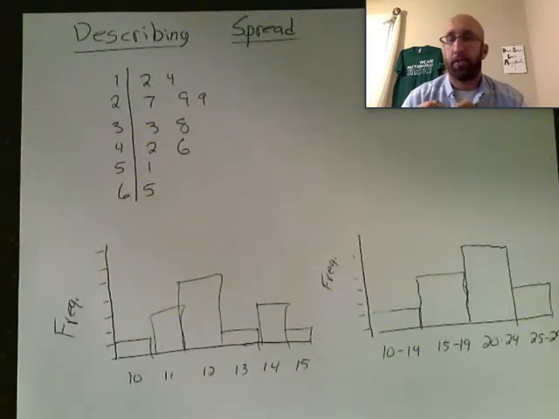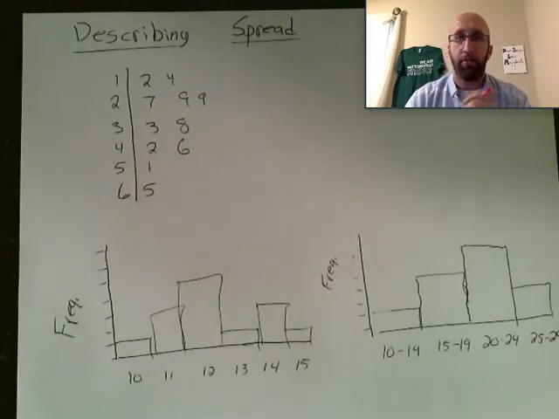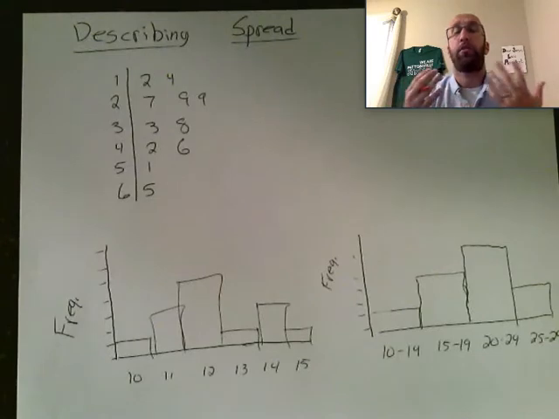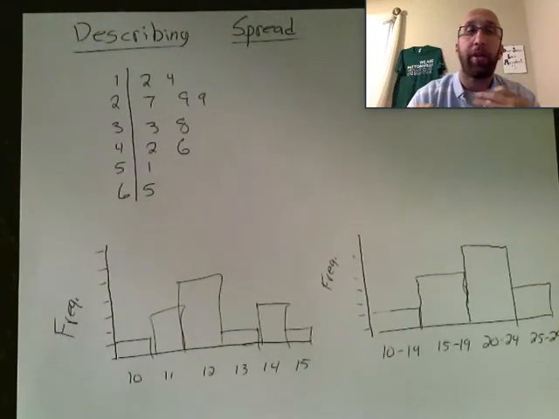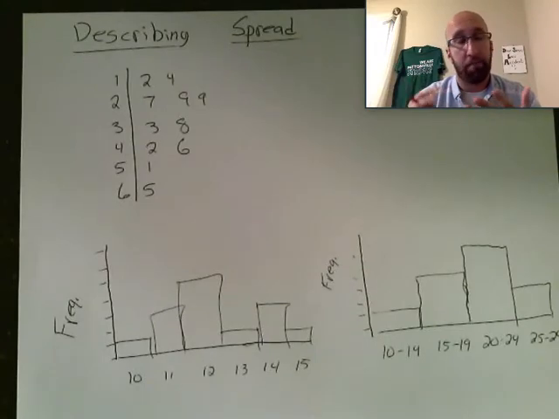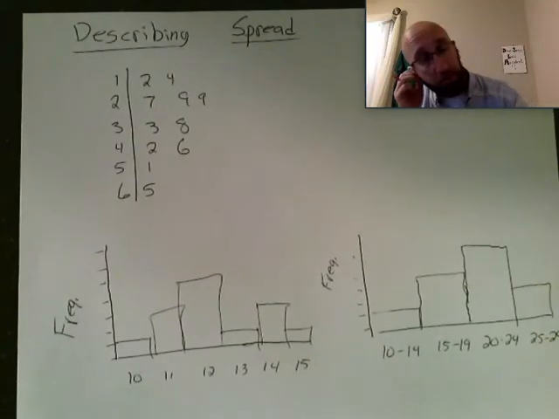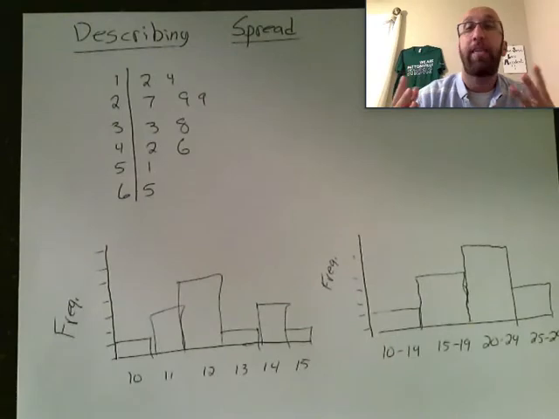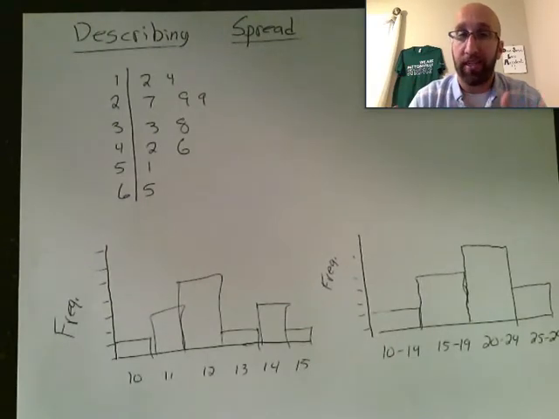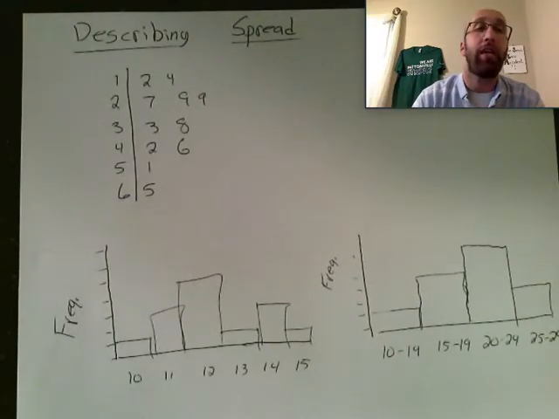Hi guys, fourth and final video on describing distributions. When you're presented a data set and you need to describe a distribution, the first thing you're going to do is make some sort of graphical display, whether it's a stem and leaf plot, histogram, dot plot, box whisker plot, whatever. The next thing you're going to do is write a few short sentences about what you see in that graphical display.